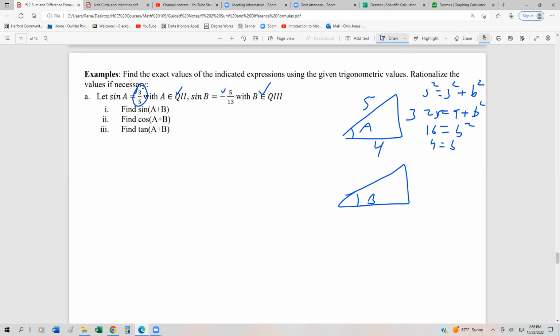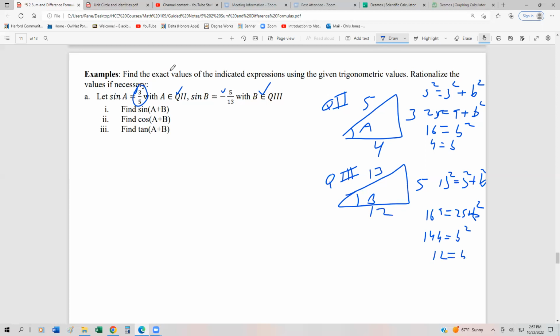And then we can do the same thing with the other triangle. Now, ignore the negative sign because we're going to figure that out in a few moments. Remember, this one is in quadrant 2, and this one's in quadrant 3. Sine is the opposite over the hypotenuse, so we're going to have 13 squared equals 5 squared plus b squared. 13 squared is 169. 5 squared is 25. We subtract 25 from both sides, we get 144 equals b squared, and then 12 is equal to b.